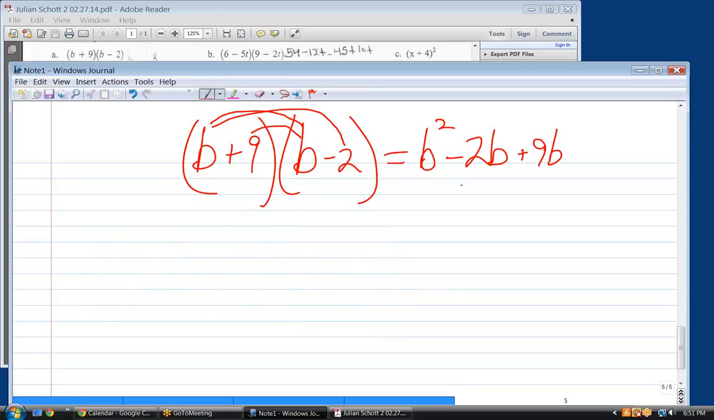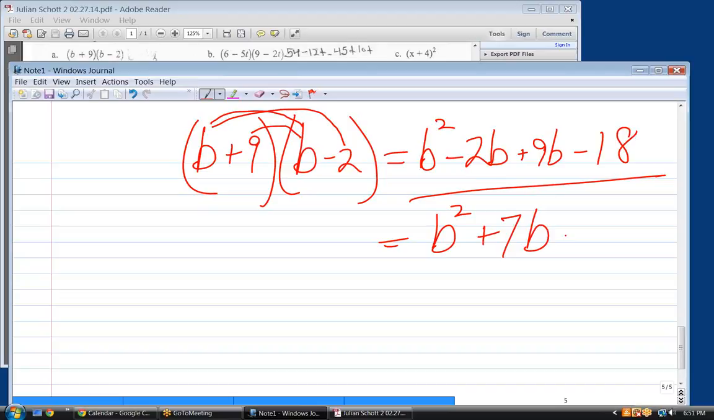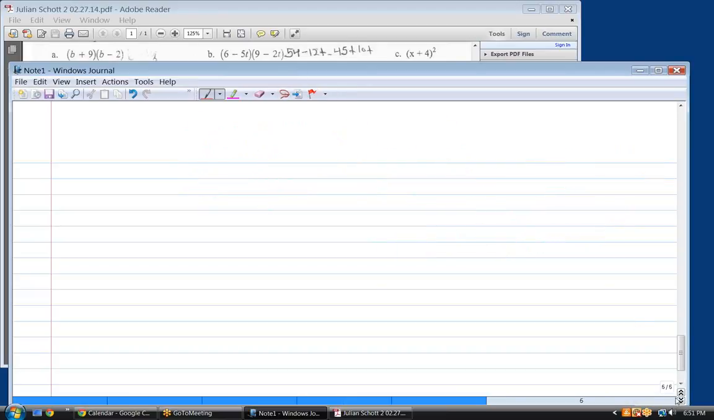And then is it minus 18? Yes. Now simplify that. B squared plus 7B minus 18. Good. Okay. About this one.